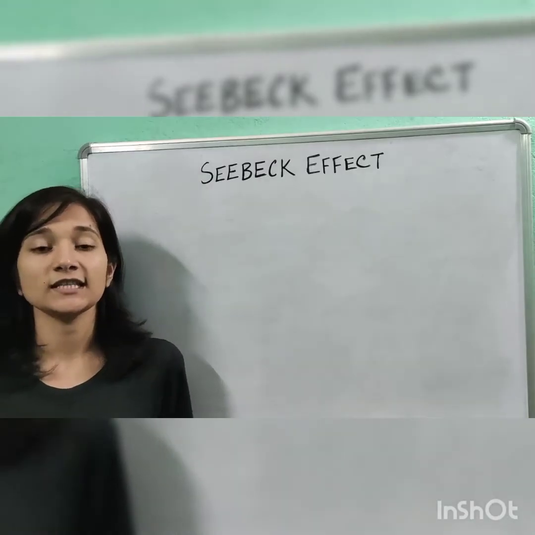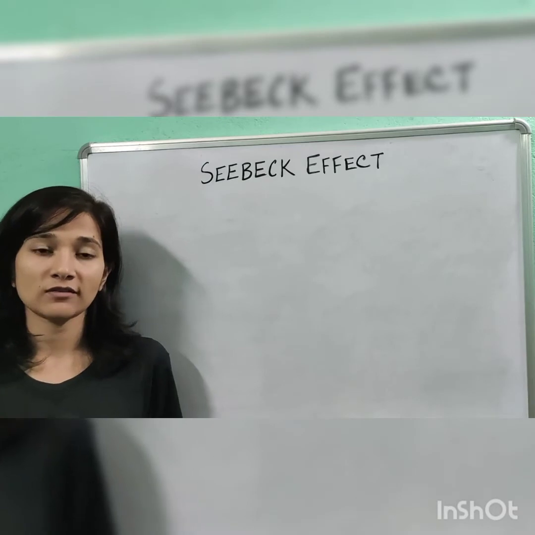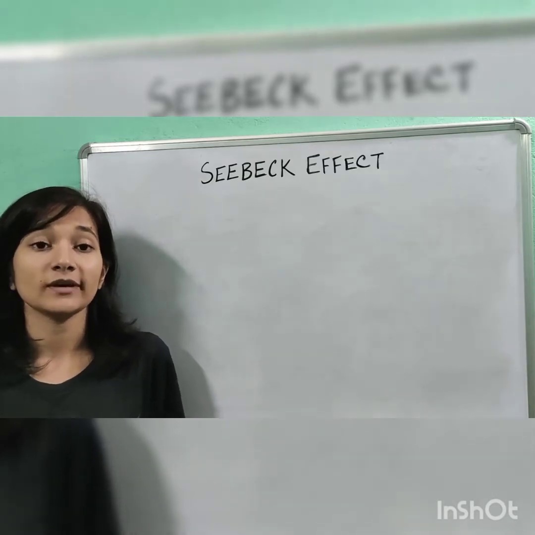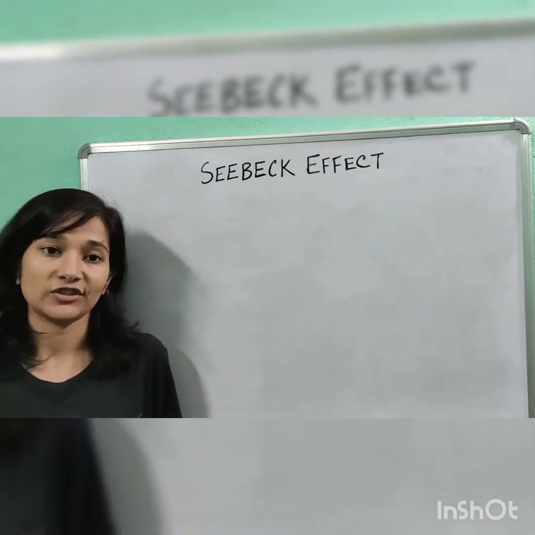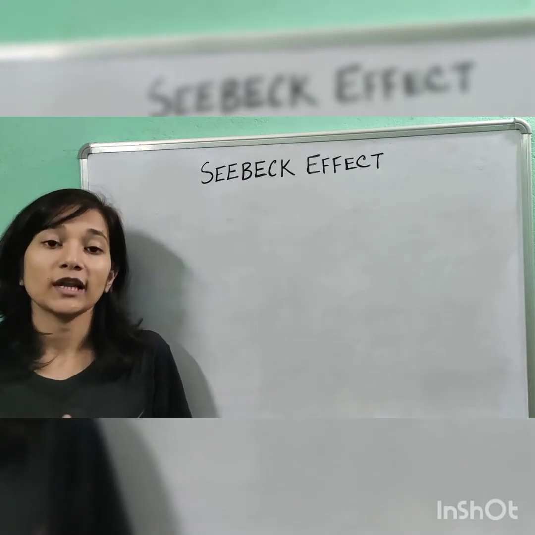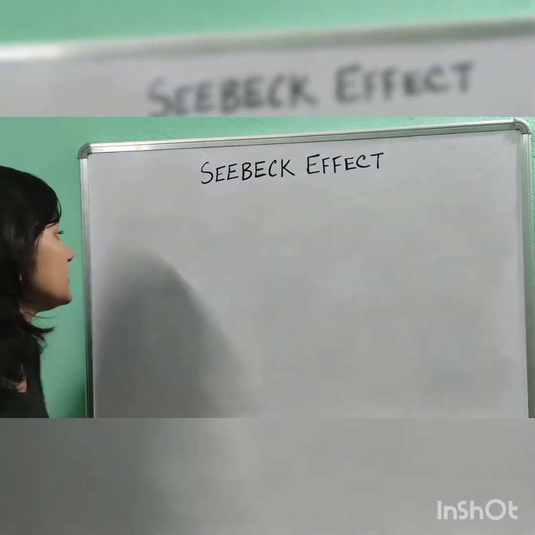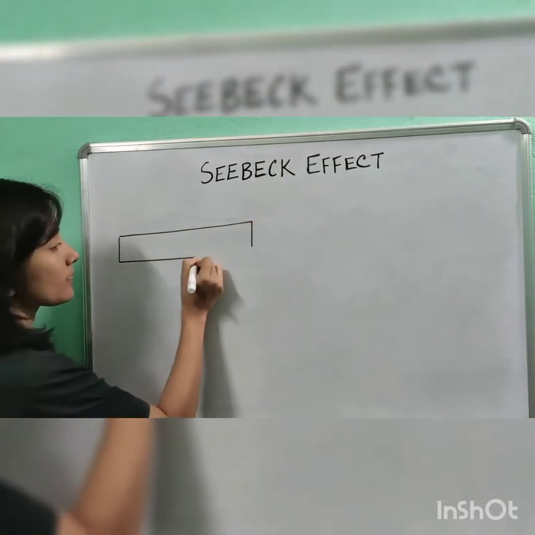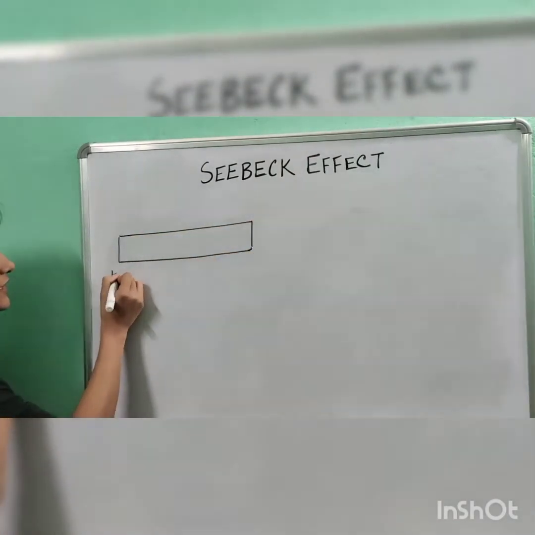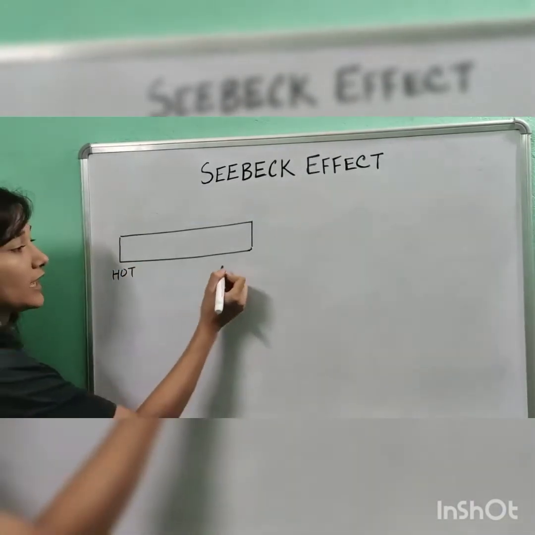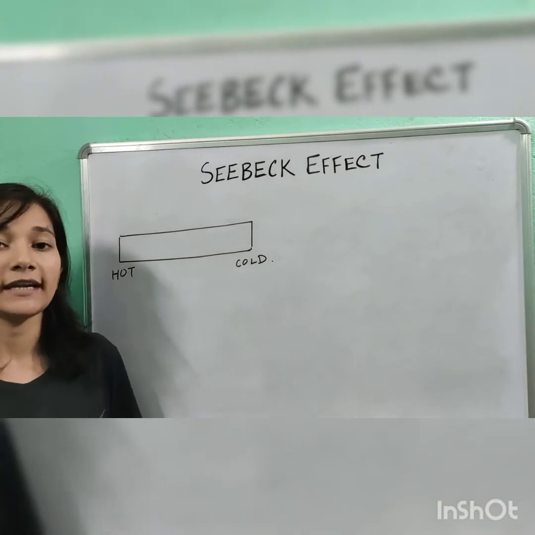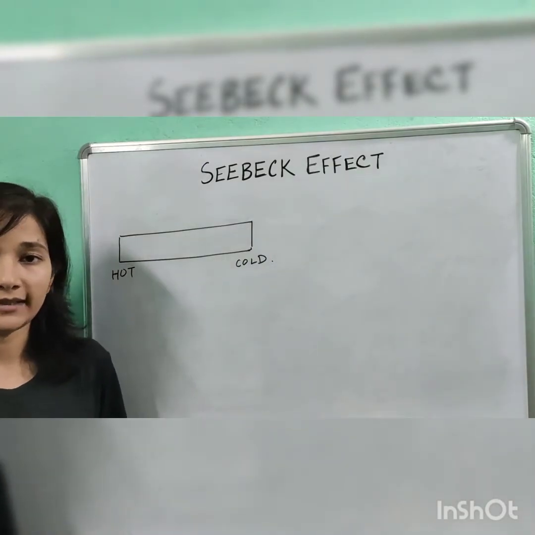The Seebeck effect is a thermoelectric phenomenon which was discovered in the year 1821 by a German physicist named Thomas Johann Seebeck. In the simplest terms, the Seebeck effect is the conversion of thermal energy into electrical energy. To elaborate this effect, let me consider an aluminum rod which is heated at one end and cooled at the other end. The point is to create a temperature difference between the two ends of the metal.